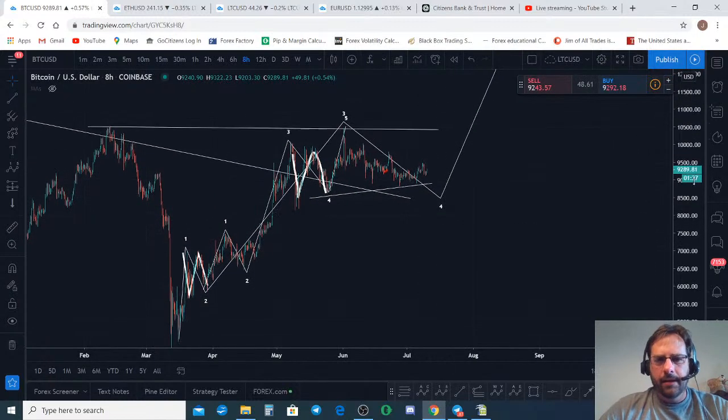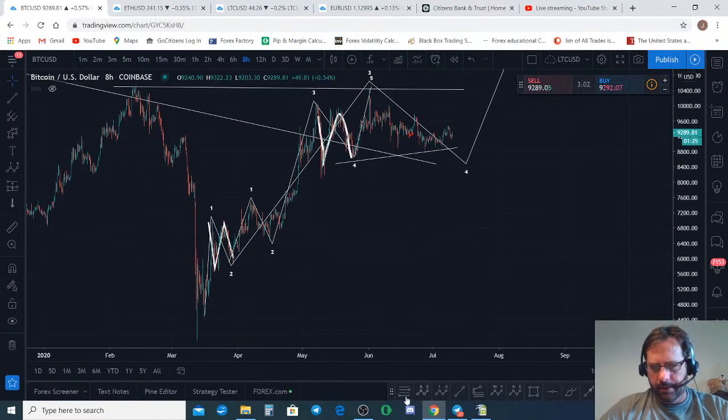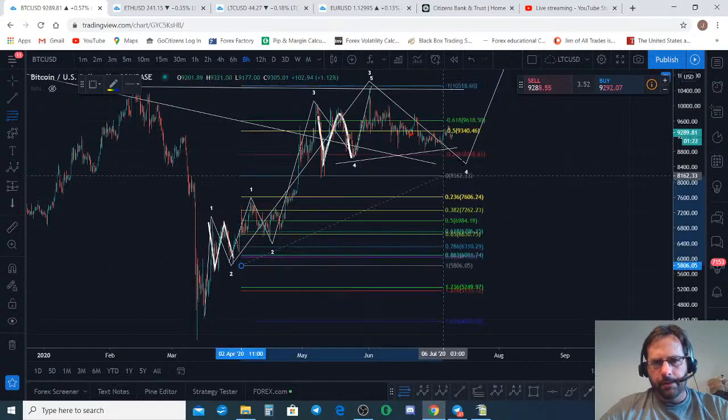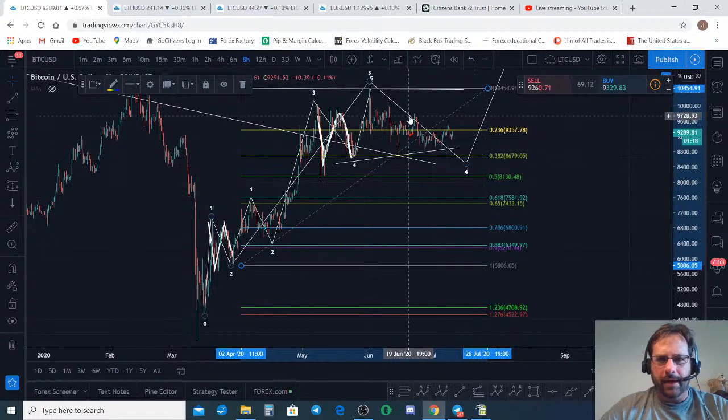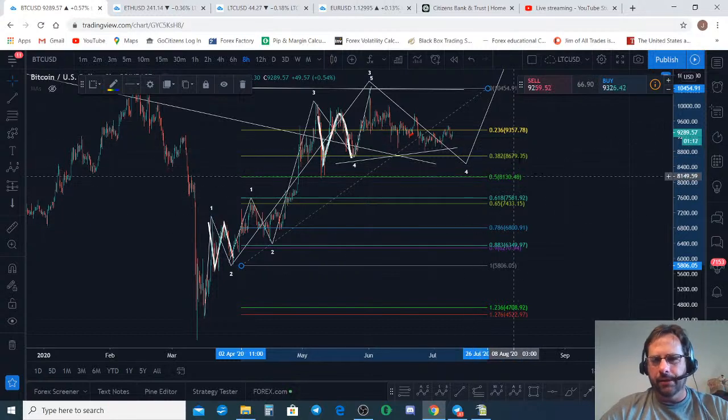And now here's the deal. Bottom of 2, top of 3. We haven't even made the 382 yet, guys. I'd like to see it come down to the 382, and even between the 382 and the 50.